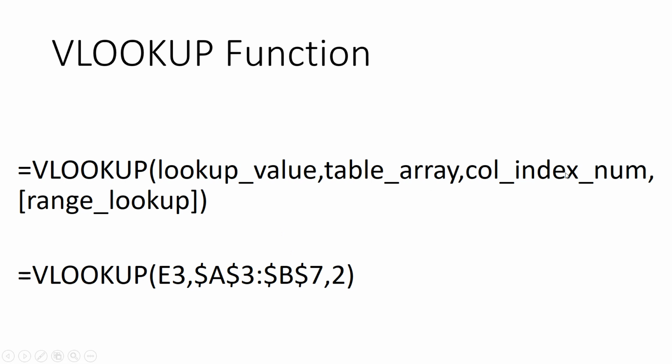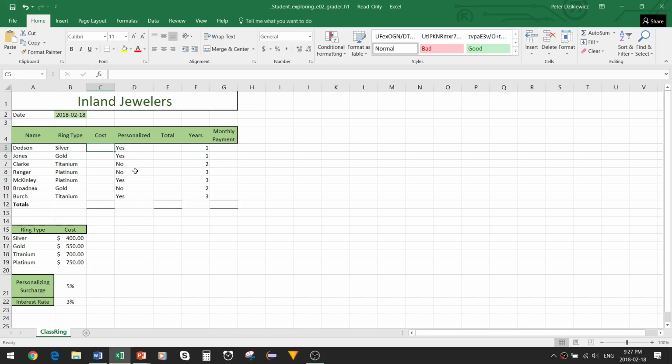Again, the 3 required arguments were the lookup value, the table array, and the column index number. As you can see, the arguments are separated by commas. Finally, the optional argument is the range lookup. Here's an example of that. So let's try to enter that in our cell C5.